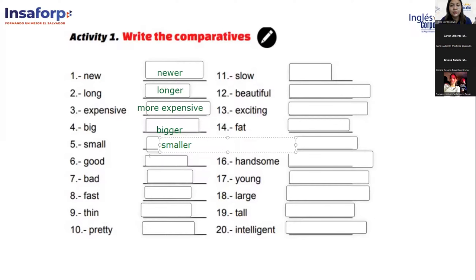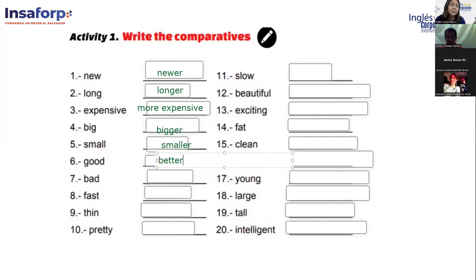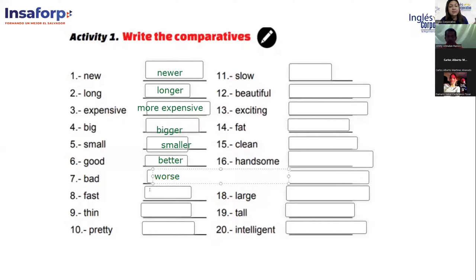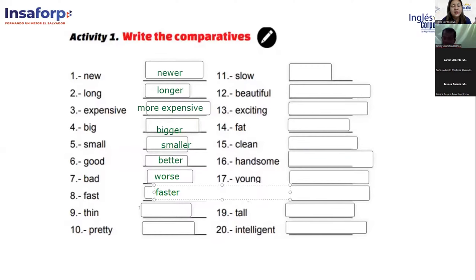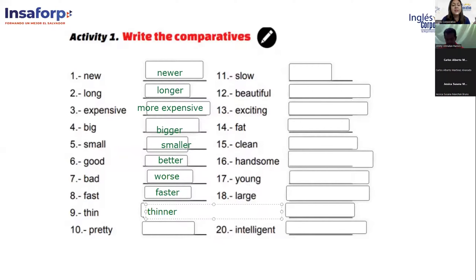Number six. Good. The comparative of good is better. Exactly, because it's an irregular form. Better. And the same with bad. Worse. Faster. Prettier. Slower. Beautiful.